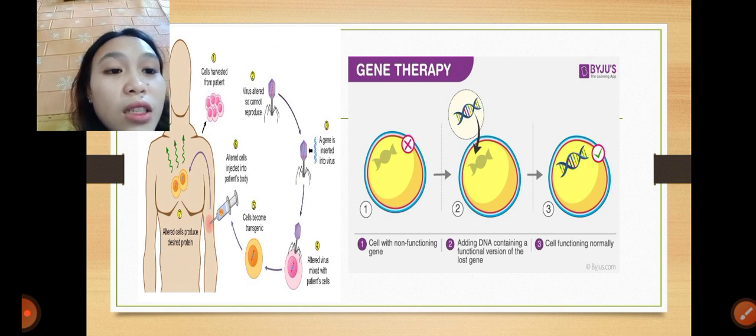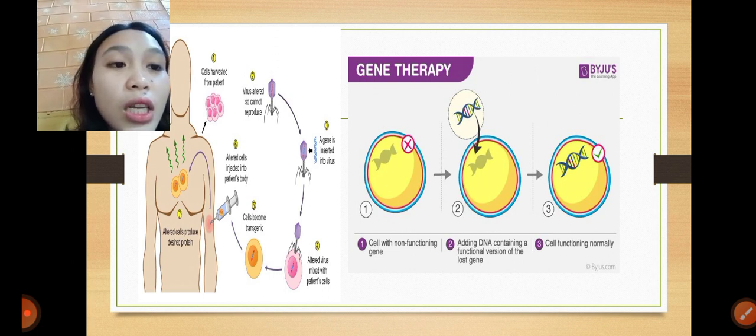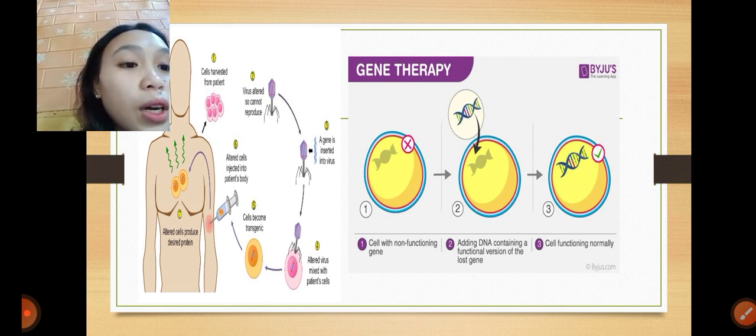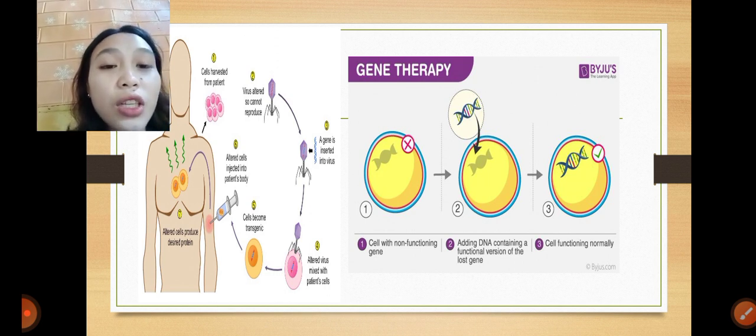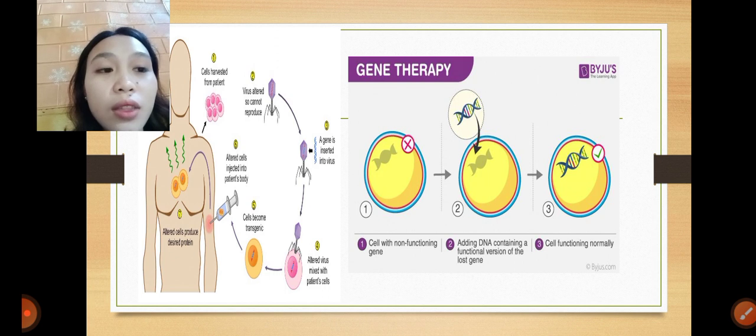The first one is a cell with a non-functioning gene. The second one is adding DNA containing a functional version of the lost gene. Third is a cell functioning normally.